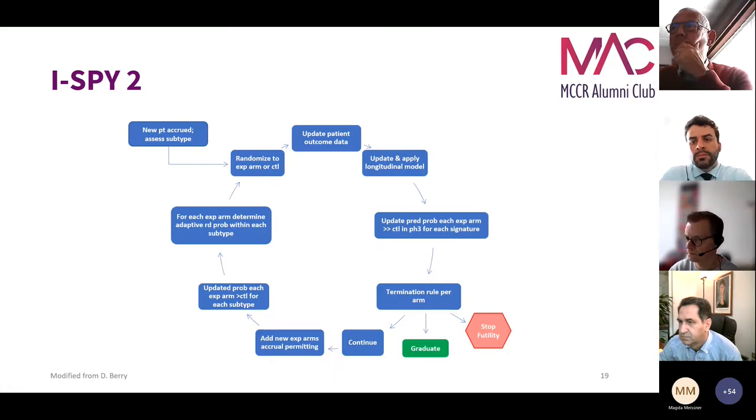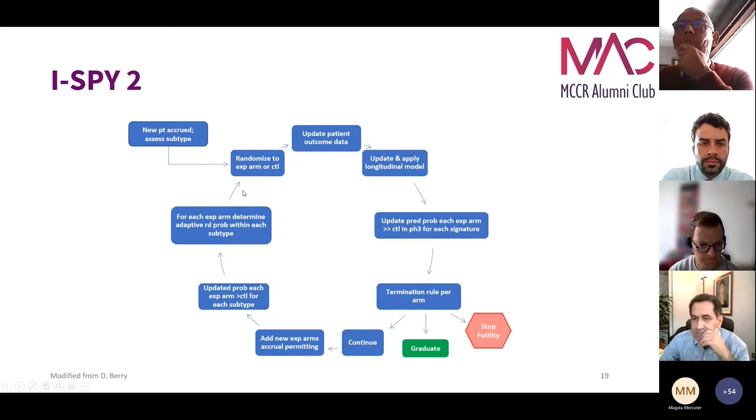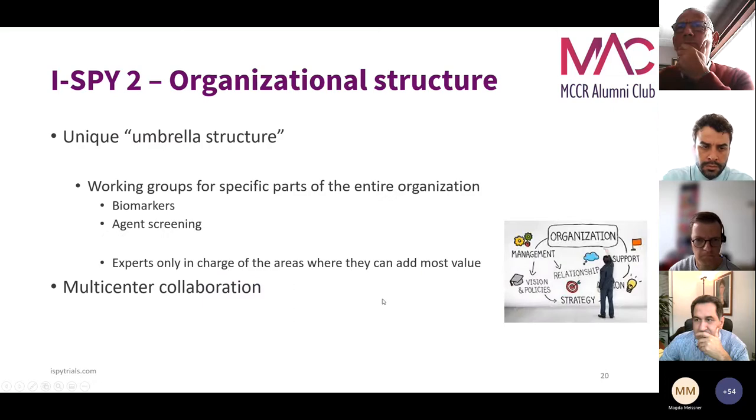It's a continuous learning process because drugs may enter or exit the trial as the study moves. You can continuously learn and you have the termination rules. So either the drug graduates, or you stop the drug because you see it's not useful, or you let it continue because you're still not there yet, but it has not shown any harm. Another of the good things is that they have a biomarker focus that enabled them to develop and enhance them even more and look beyond hormonal receptors and HER2. And one thing that's very important is that you have a lot of experts, but you have experts take care of what they really know. Therefore, they will be adding the most value. And again, a multi-center collaboration.